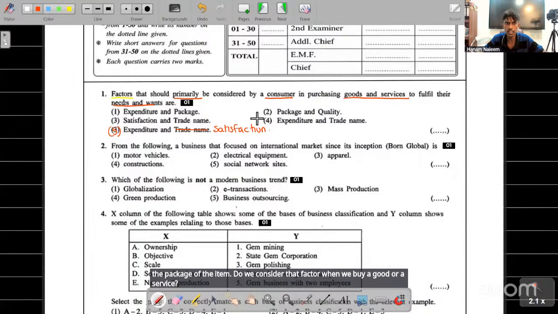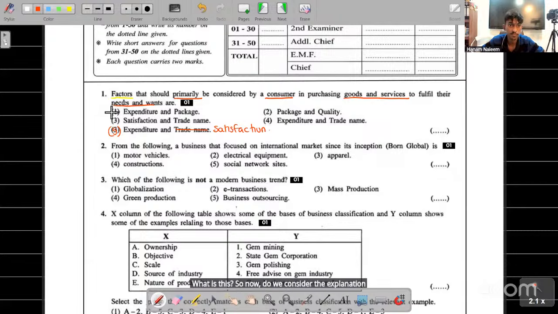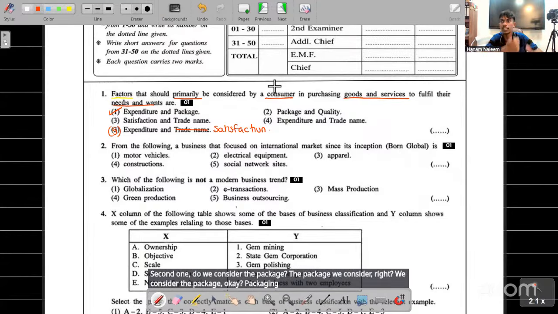You'll say yes or no. Do we consider the expenditure? Yes, we consider. We consider the package. We consider expenditure. True. Second one. Do we consider the package? The package we consider, right? Okay, on the package you see all the information, the ingredients, the price, and all the stuff.